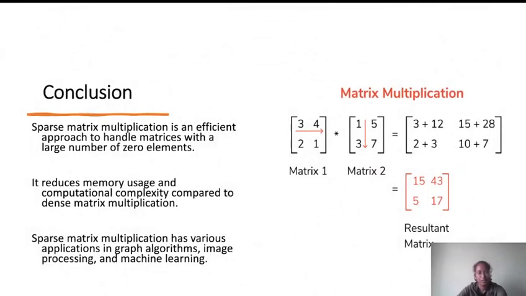Conclusion: sparse matrix multiplication is an efficient approach to handle matrices with a large number of zero elements. It reduces memory usage and computational complexity compared to dense matrix multiplication. Sparse matrix multiplication has various applications in graph algorithms, image processing, and machine learning.